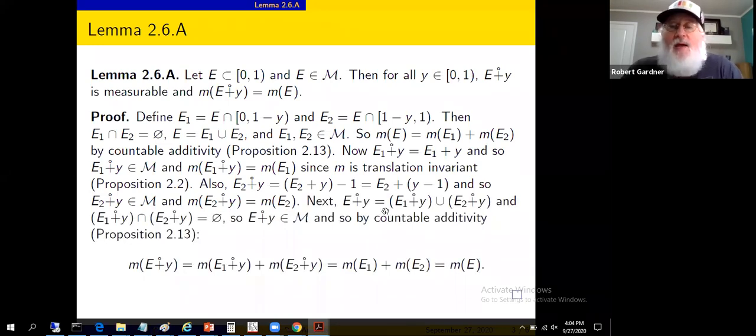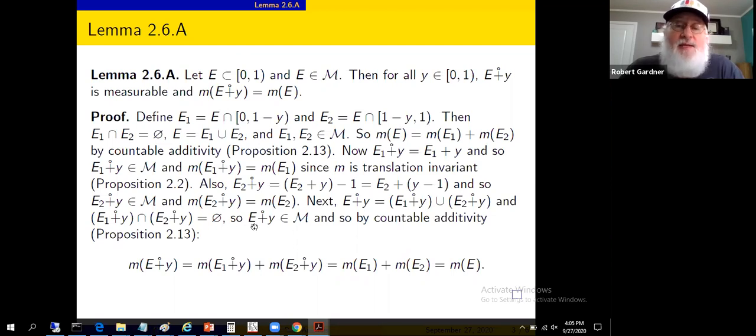Now, E circle plus y is E1 circle plus y union E2 circle plus y. These are disjoint as well. We can view them as subsets of disjoint intervals. E1 circle plus y is a subset of the interval from y to 1, whereas E2 circle plus y is a subset of the interval 0 to y, I think it is. We'll add y and then subtract 1. Yeah, I think that's what we get out of that. So we do have the disjointness.